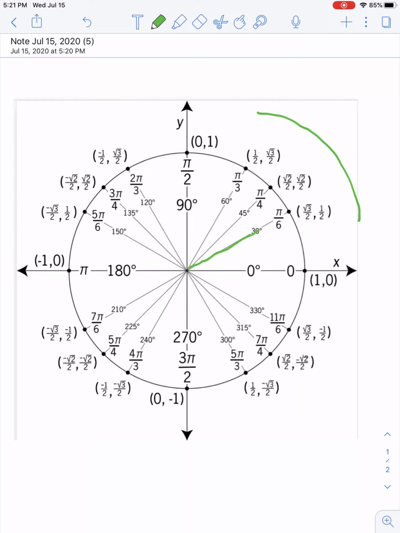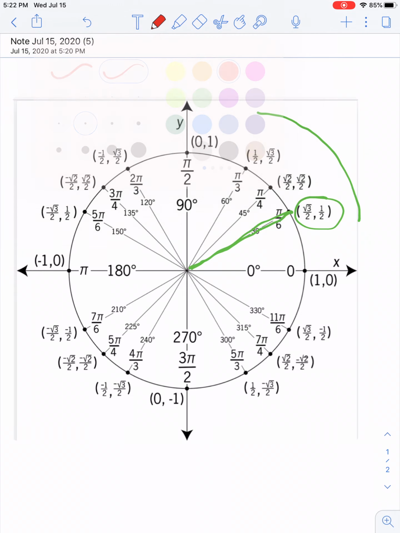Now, if we focus on this angle right here, that angle of 30 degrees and its coordinates, I want you to take advantage of the fact that this unit circle has some pretty awesome symmetry that's going on here. So I want you to imagine we have this unit circle and pretend it's printed out on a piece of paper in front of you. And I want you to imagine taking this unit circle and folding it, hot dog style.